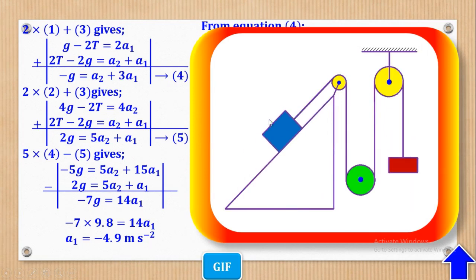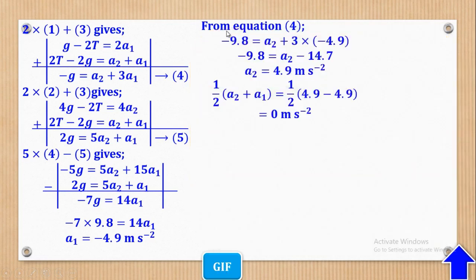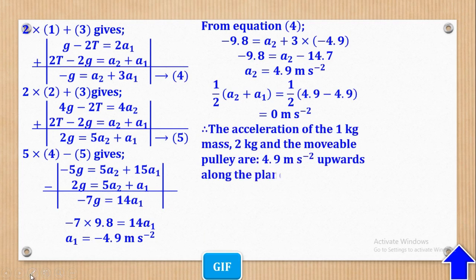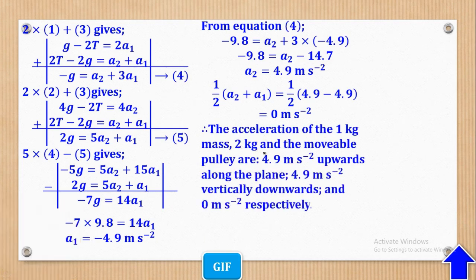Now because it is not easy to realize that, that's why we use the concept of adding these two masses and comparing it with the movable pulley. So those are the accelerations. Next is to get the tension. So the accelerations of the 1 kilogram mass, 2 kilogram mass, and movable pulley are 4.9 meters per second squared up the plane, and up the plane, then 4.9 meters per second squared vertically downwards, and 0 meters per second squared for the movable pulley.